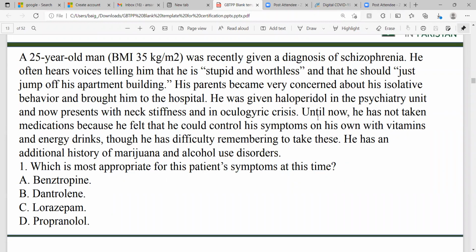So as I said, this is Haldol that has high potency for EPS, and neck stiffness is one of the symptoms. So in this case, option A is the best option, that is benztropine. It is an anticholinergic. Dantrolene we normally use in neuroleptic malignant syndrome. Propranolol is not an appropriate agent, and also Ativan is not the right treatment in this case.